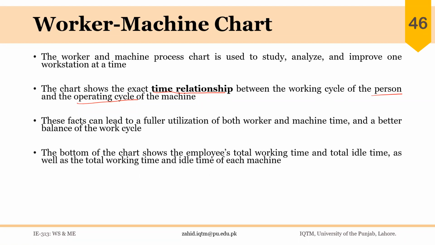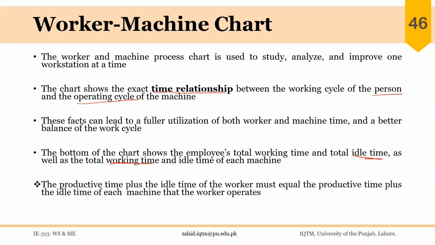The bottom of the chart shows the employee's total working time and total idle time, as well as the total working time and idle time of each machine. Generally, we chart for two things. One is the idle time and other is the working time. And we can actually divide the working time into further categories if it is required. But at least two categories are there: idle time and working time.